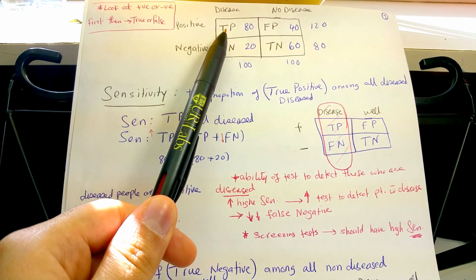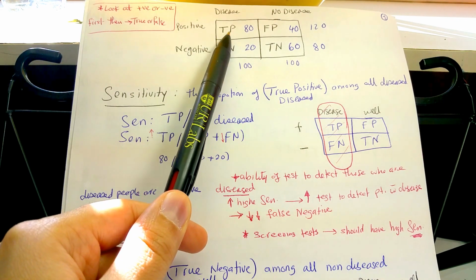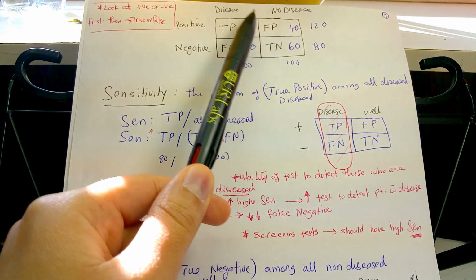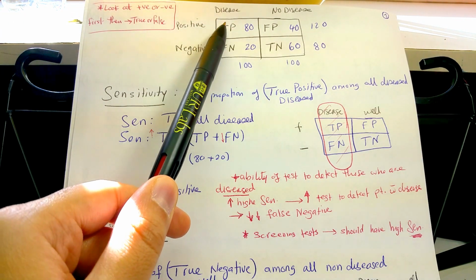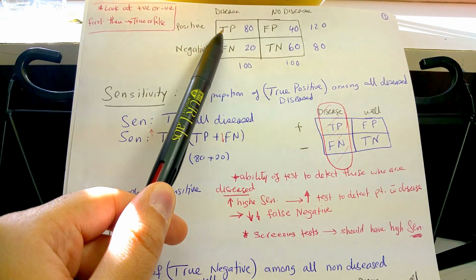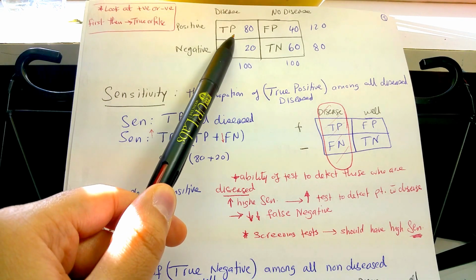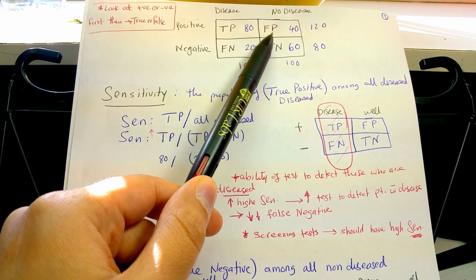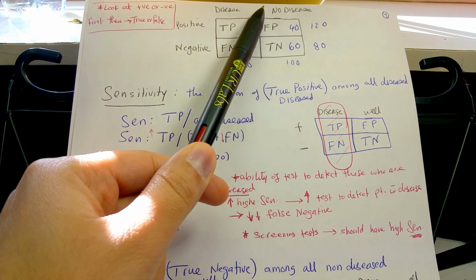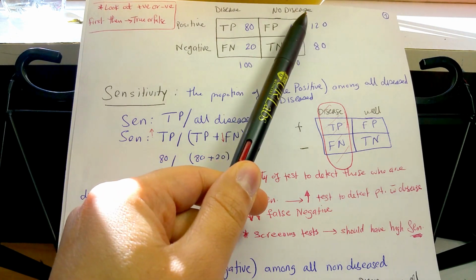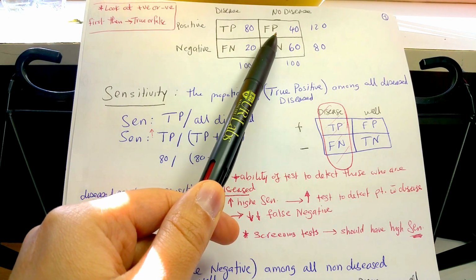So let's see. Start with the positive first. So this is positive and positive, and then see, is there a disease? That's a true positive. It's a positive test, and according to a gold standard, there is disease. So it's a true positive result. While here, it's a positive test, but according to a gold standard method, these people are well. They don't have the disease. So it's a false positive result.